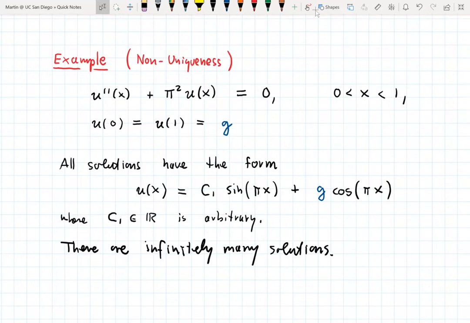One can show that all the solutions to that boundary value problem have the form u(x) equals c1 times sine pi x plus g times cosine pi x, where c1 is just some arbitrary constant here. Well, all functions u of that form satisfy the differential equation, and they also satisfy the boundary values. The boundary values are completely determined by the cosine part of the solution, and the sine part of the solution has absolutely no influence on the boundary values. So we see that indeed there are infinitely many solutions to that boundary value problem.